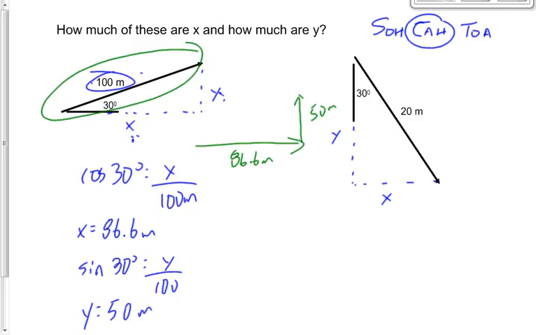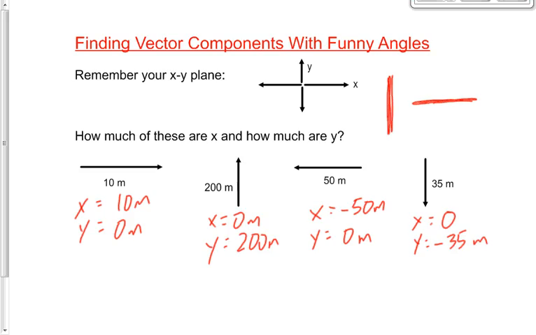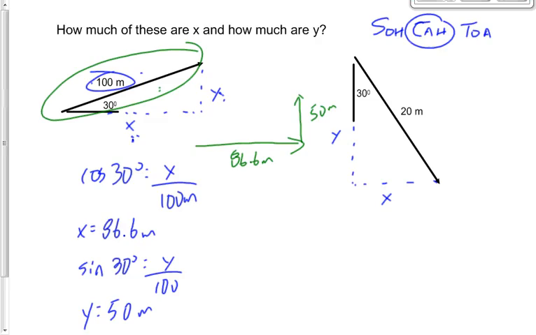What are the 5 words you should think of when you see a question involving a funny angle? I don't like funny angles. So get rid of it. Turn it into something you're comfortable with. Turn this into this. All right, let's finish off this one too, okay?